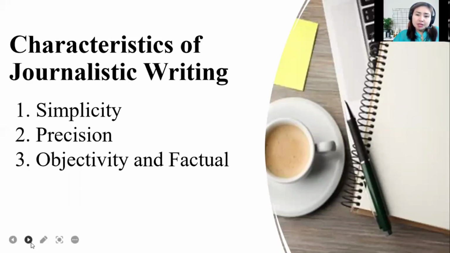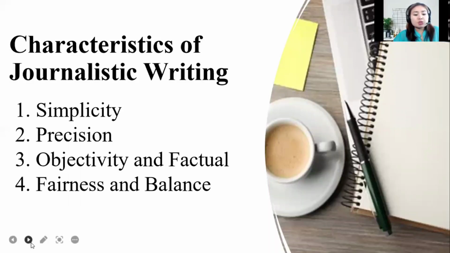Next, you have to be objective. You're not stating your opinion there if it's journalistic writing, unless it is editorial writing, you know? And of course, it's factual. It should be fair and balanced. You have to find out the two sides of the story. Okay, it should not be biased.